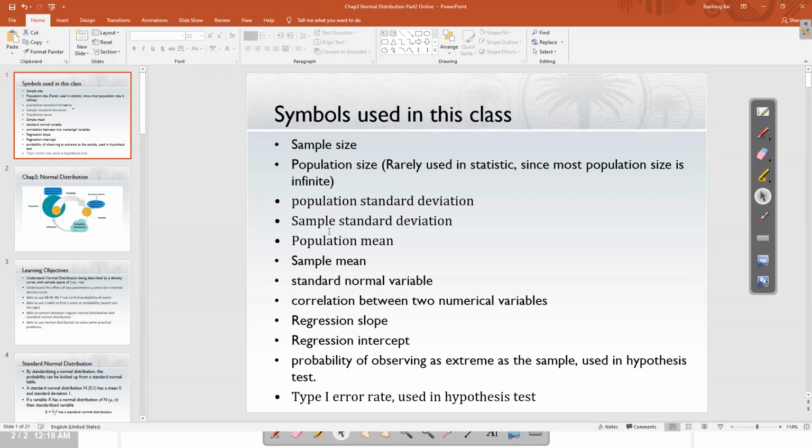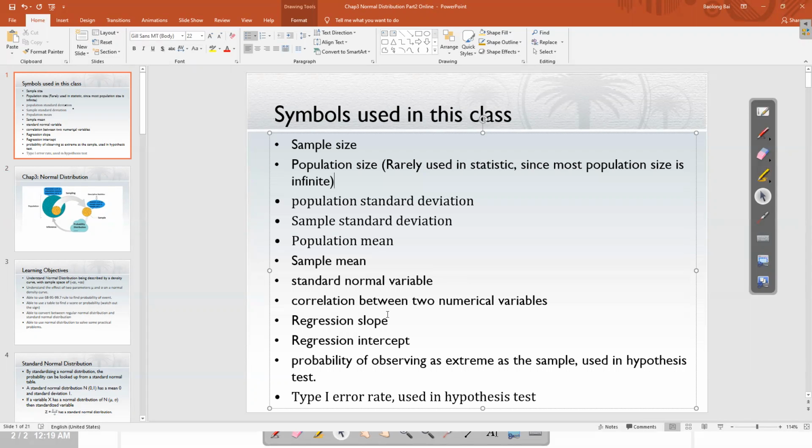Again, the symbols, make sure you're familiar with all the symbols. You should be able to identify them and understand what each symbol means. So sample size, we use the symbol small n, population size, big N, population standard deviation, sigma, sample standard deviation, S, population mean, mu, sample mean, X bar, standard normal variable, Z. So this is Z table, right?